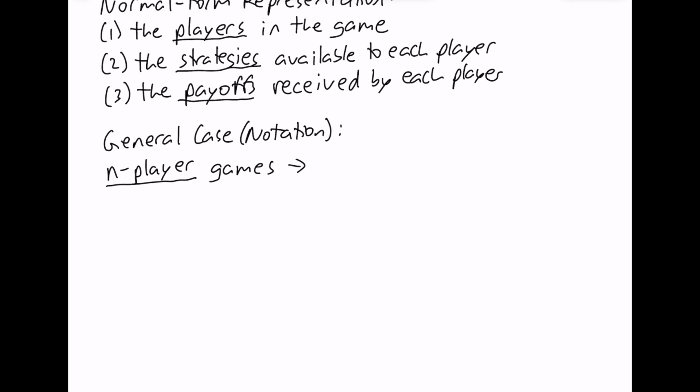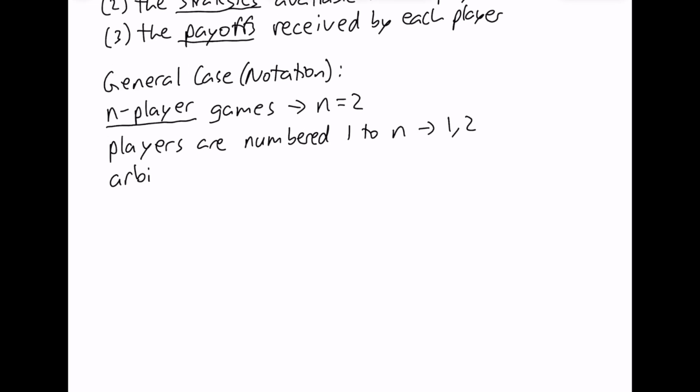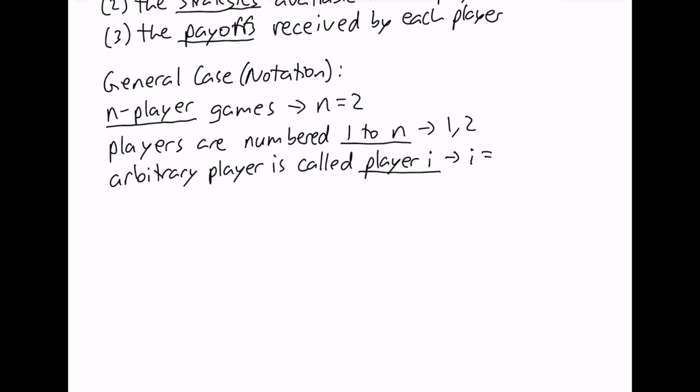In our example of the prisoner's dilemma, obviously there's two players, so n equals 2. The players are going to be numbered from 1 to n. So in our example, we have players 1 and 2. An arbitrary player is called player i. So in our example of the prisoner's dilemma, i can be equal to 1 or i can be equal to 2.